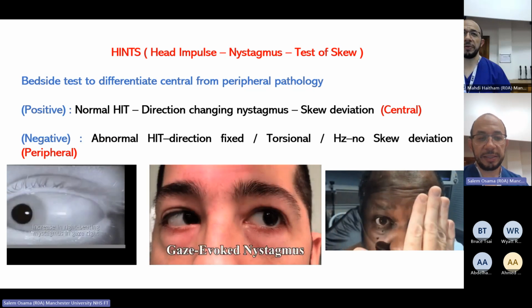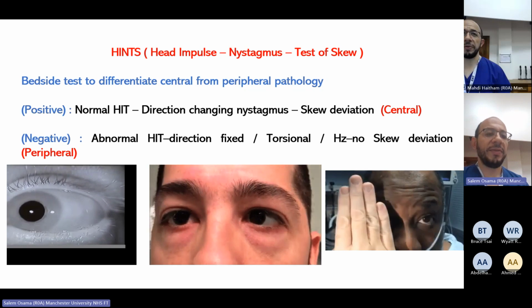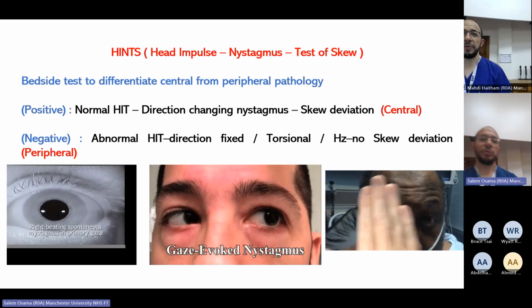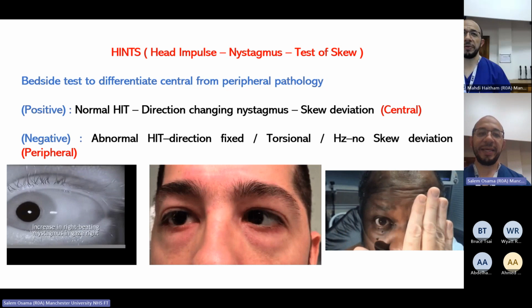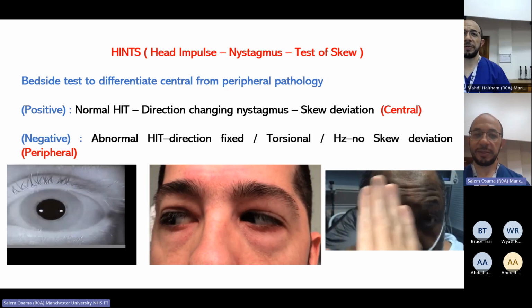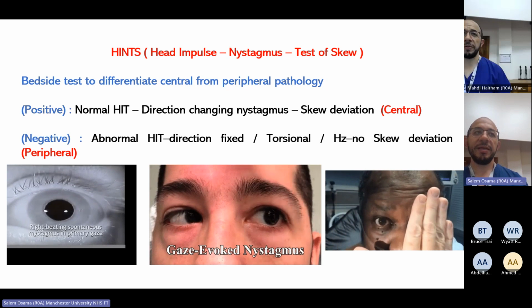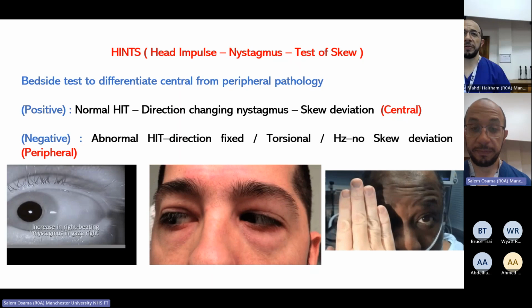And I'd like to add to what you said. If you get anything that is not the standard, I mean, we shouldn't have abnormal head impulse corrective saccadic movement in both directions, because this is definitely not a peripheral lesion. So if you see anything not typical, think about a central cause.